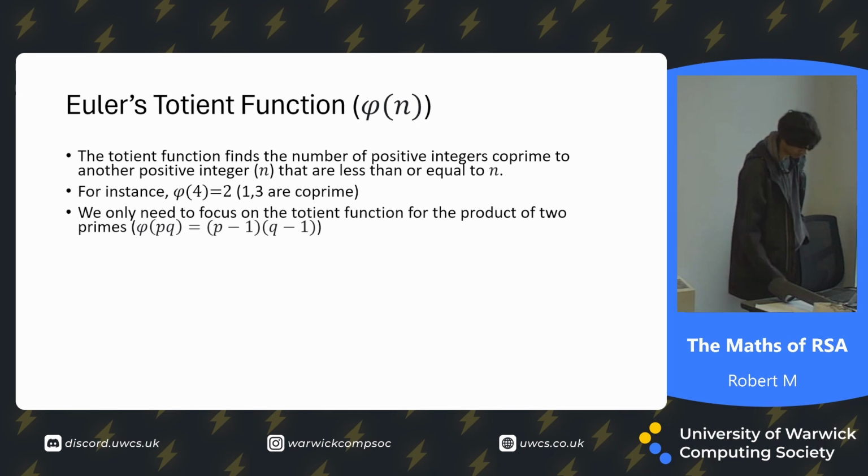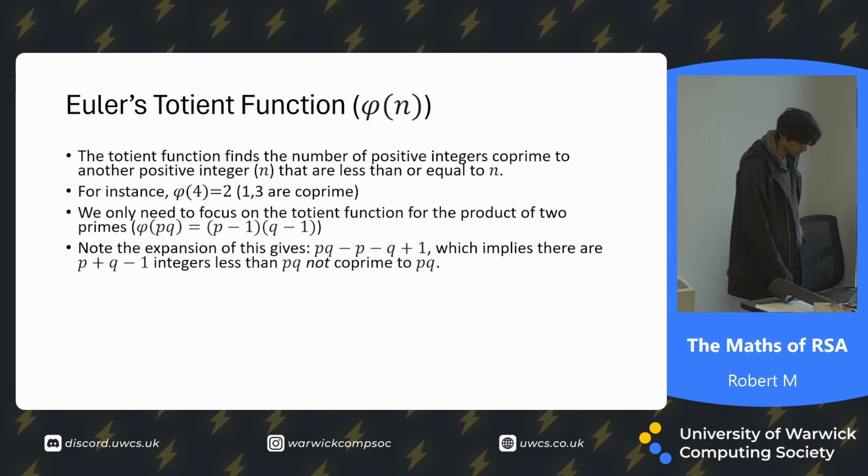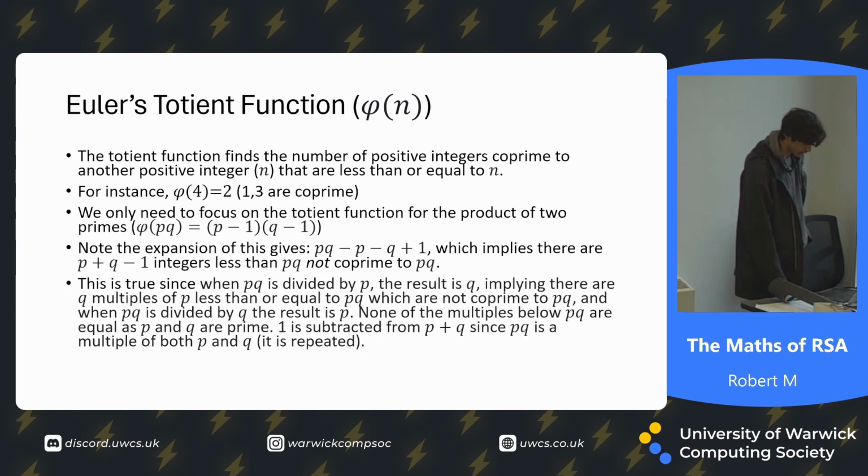So in RSA, you only need to focus on the totient function for the product of two primes. If you assume p and q are prime, then phi of pq is (p minus 1) times (q minus 1). The explanation is that if you expand that, you get pq minus p minus q plus 1, which implies there are p plus q minus 1 integers that are not co-prime to pq. This is true since if you divide pq by p, the result is q, which implies there are q multiples of p that are less than or equal to pq. And the same if you divide by q.